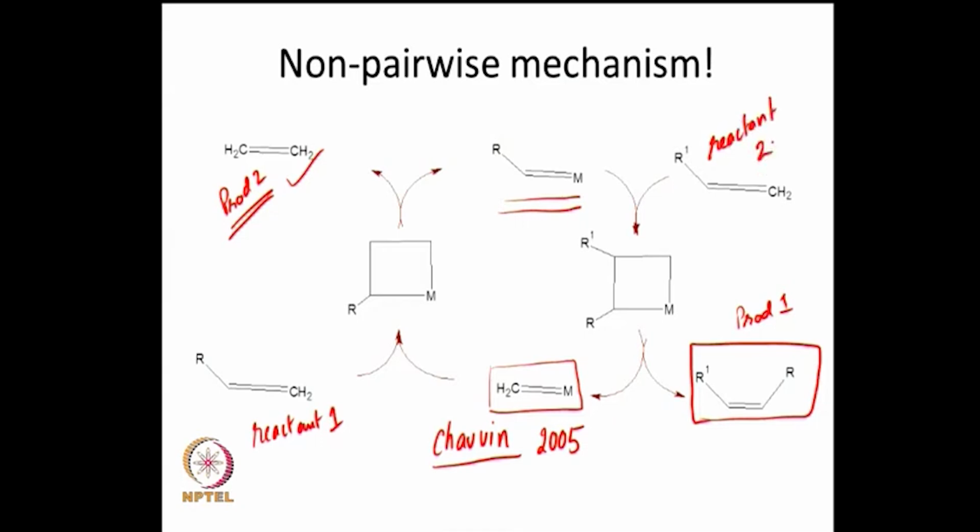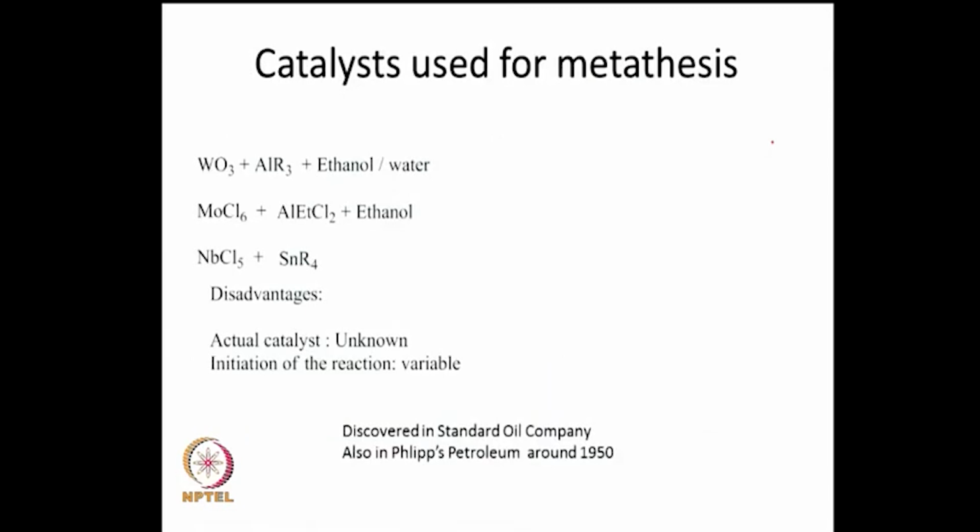So, based on this type of a non-pairwise mechanism, it was possible to explain all the reactions that were observed in the metathesis reaction. What we have not discussed in the last lecture, where we discussed the mechanism of this process, is the fact that the catalysts required for metathesis were often very complex. Originally, it was discovered by Standard Oil Company and patented also by Phillips Petroleum for a specific case. And most of these companies used very complex mixtures for carrying out metathesis.